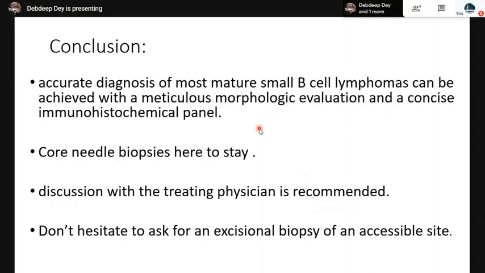Sometimes it can happen that we are able to offer only a low-grade B-cell NHL. Sometimes we are able to offer that this is a CD5 positive small B-cell lymphoma, and we can't take it any further because maybe CD23 is positive or the cyclin D1 is negative, or CD23 is negative. And in case of doubt, you do not hesitate to ask for an excisional biopsy of an accessible site. So with these few words, I conclude my lecture.